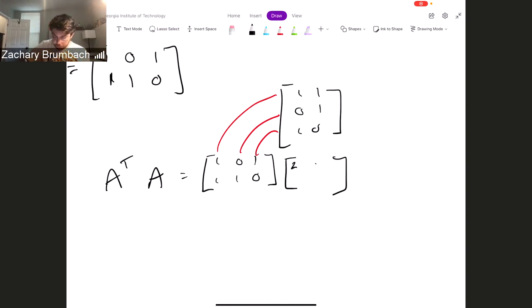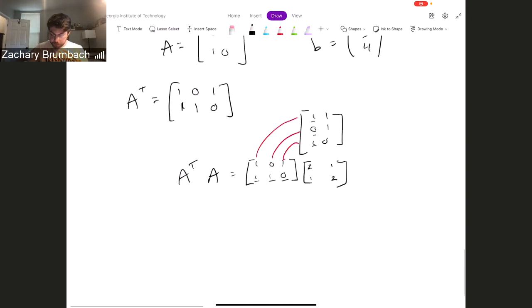So doing the next one, 1 plus 0 plus 0, that's just 1. Same thing on the bottom one down here: 1 times 1 plus 1 times 0 plus 0 times 1, it's just 1. And then down here it's 2 as well. Okay, so we have that.